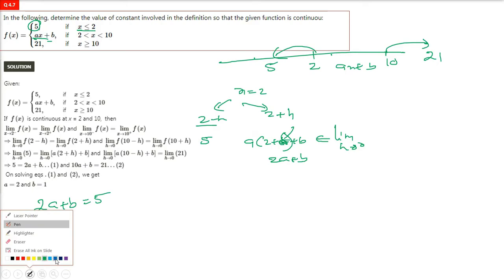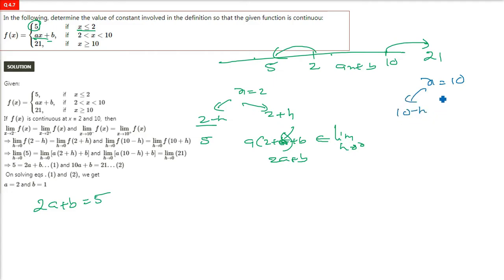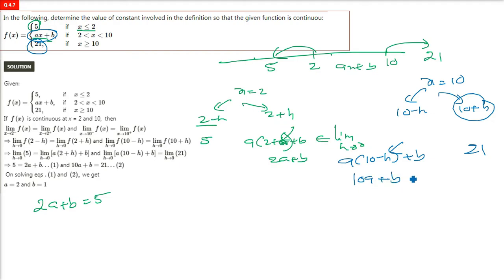Now this second one, which is the point 10. So 10 minus h on the left hand side, 10 plus h on the right hand side, and 10 minus h will put it in ax plus b. So a(10 minus h) plus b. 10 plus h you cannot put anywhere because it is already a constant. 21, just keep it as 21. So apply the limit. It will be 10a, h is 0. So 10a plus b equals 21. This is your first equation.